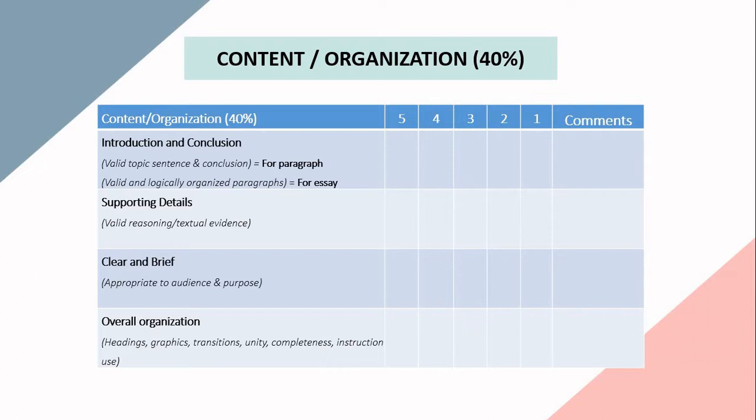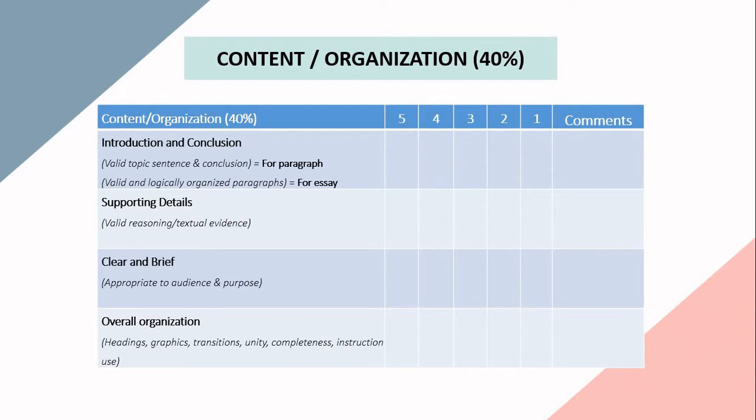Under the introduction and the conclusion, if it is a paragraph, you're going to look for the validity of the topic sentence and the conclusion. If it's an essay, you're going to look for valid and logically organized paragraphs, that means the introductory paragraph as well as the concluding paragraph. If it's a paragraph, what you look at is the topic sentence as well as the concluding sentence, whether they're valid or not.